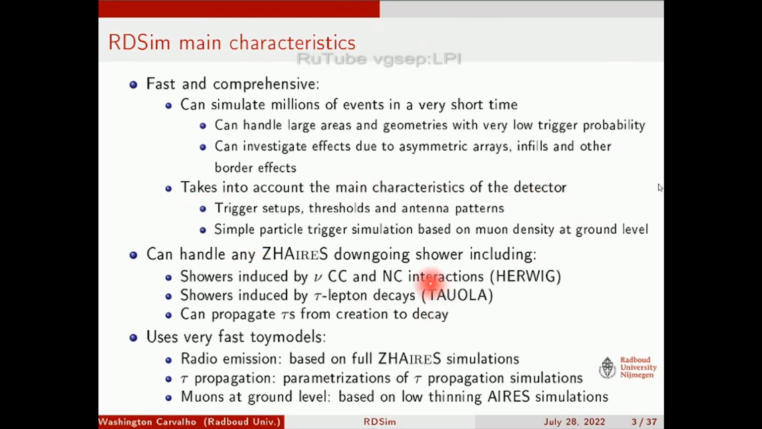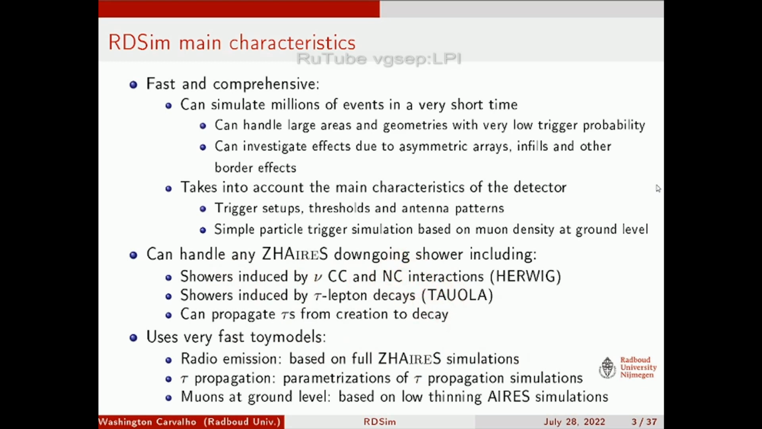RDSim can handle any ZHAireS downgoing shower, including charged current neutrino interactions, and neutral current as well. We inject into ZHAireS the products that were obtained from Herwig. We also do tau lepton decay initiated showers. For that, we use TauOLA to get the products of the decay. And we can also propagate taus from their creation to their decay.